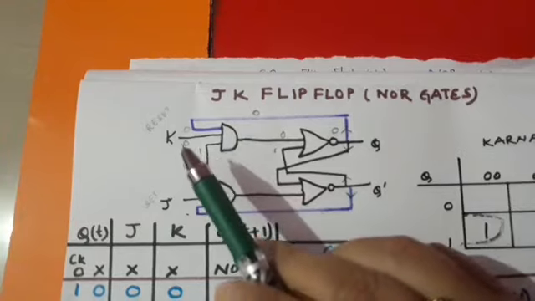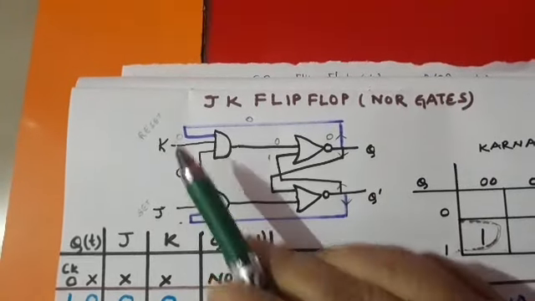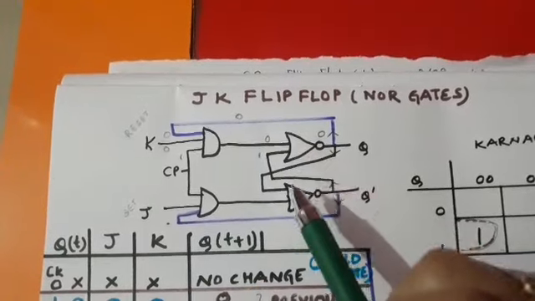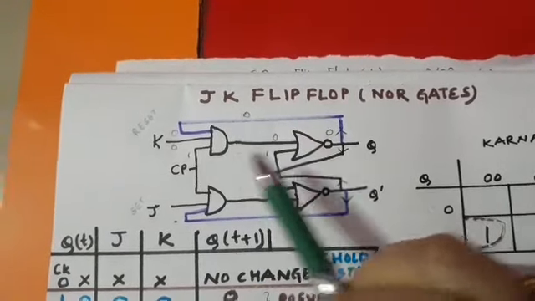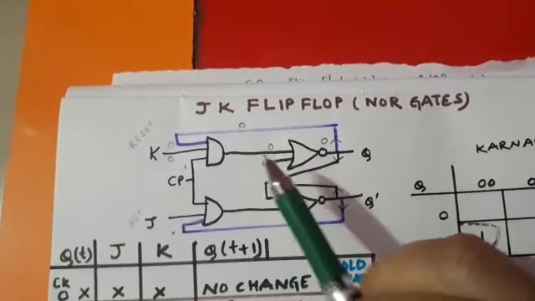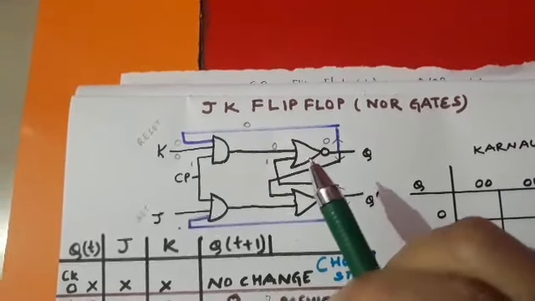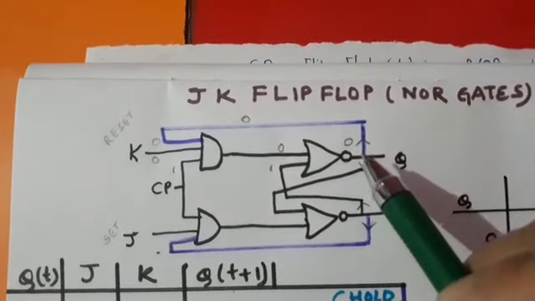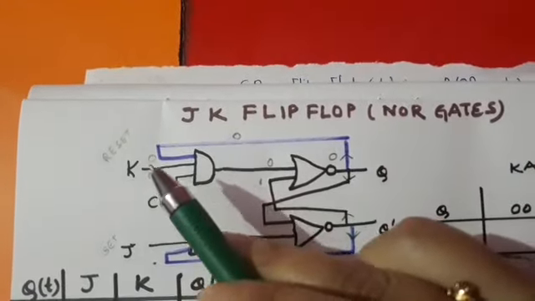We have K and J. This time K is for reset and J is for set. Okay, and then we have the same NOR gate, and this is how the circuit is built. Plus, in addition to the RS flip-flop, we have this feedback. Look at this carefully. You'll see this line is extra.